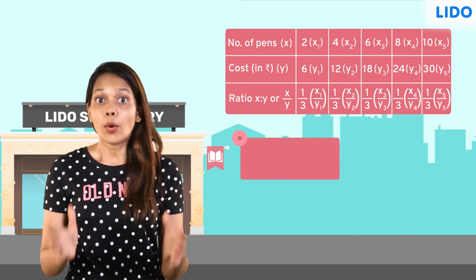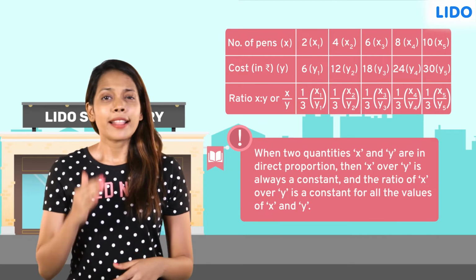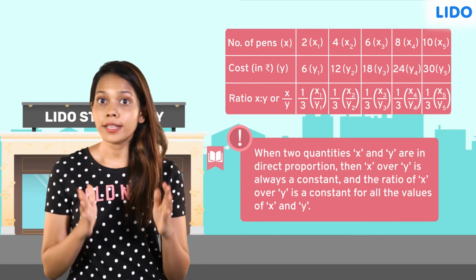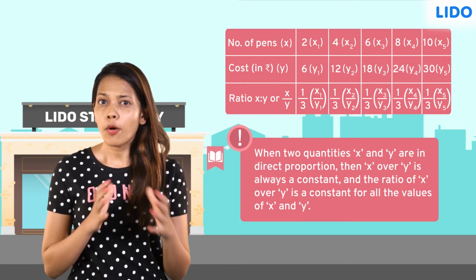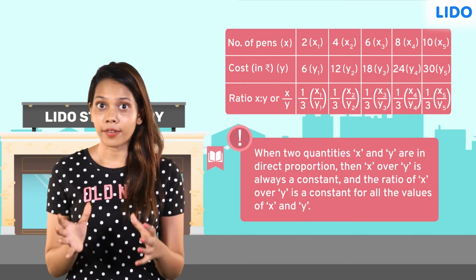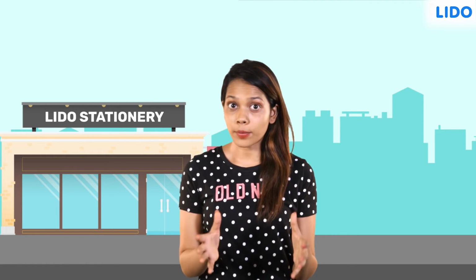To summarize, when two quantities x and y are in direct proportion, then x over y is always a constant, and the ratio of x over y is a constant for all the values of x and y. Pretty cool, right? We can use this relation to find any unknown quantity as well.